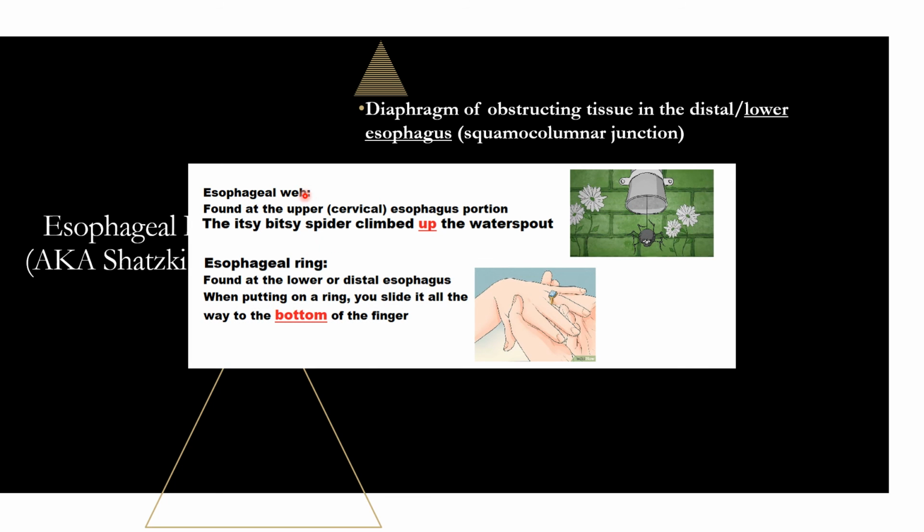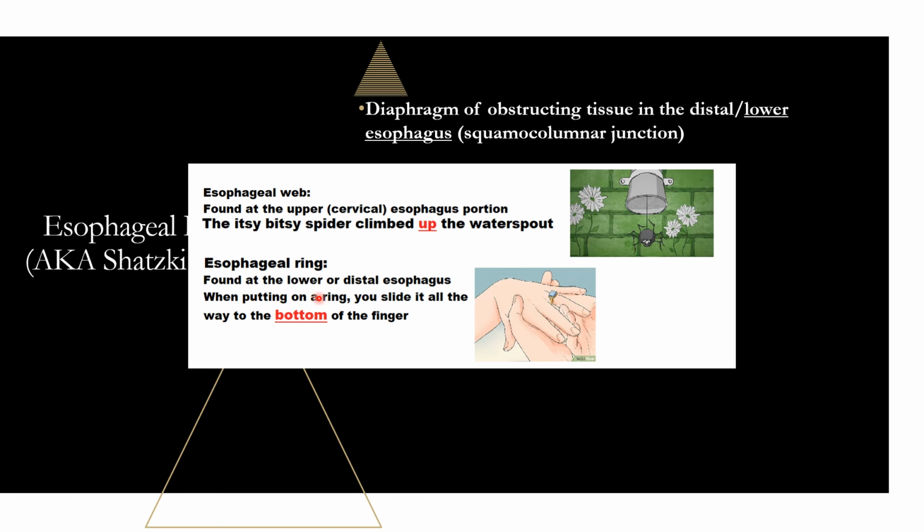So this is the way I remember it. Esophageal web, remember, is going to be the upper esophagus or the cervical portion of the esophagus. When you see esophageal web, you think of a spider web, and you say the itsy bitsy spider climbed up the water spout. So the itsy bitsy spider climbed up the water spout, so you know esophageal web is going to be at the upper portion of the esophagus.